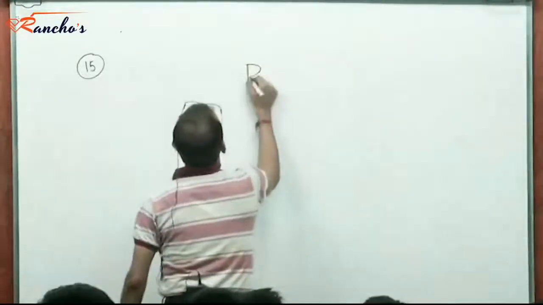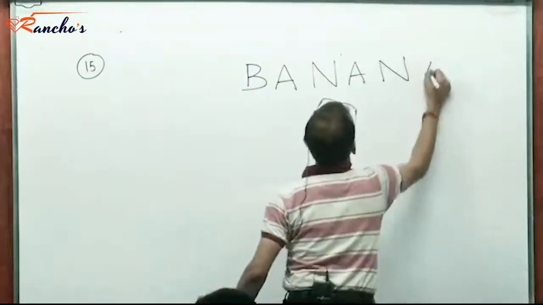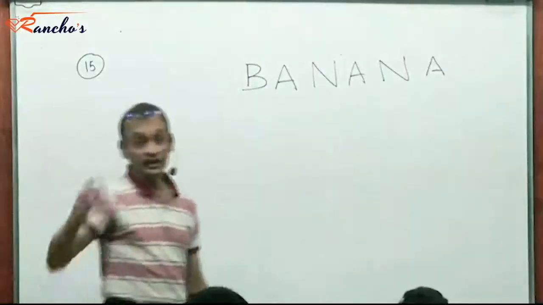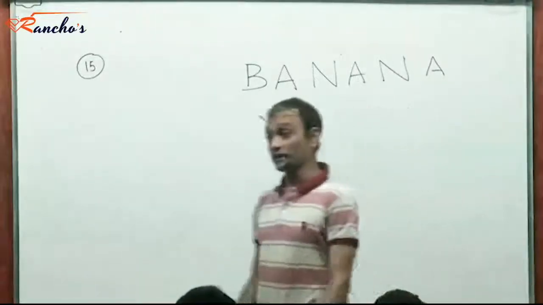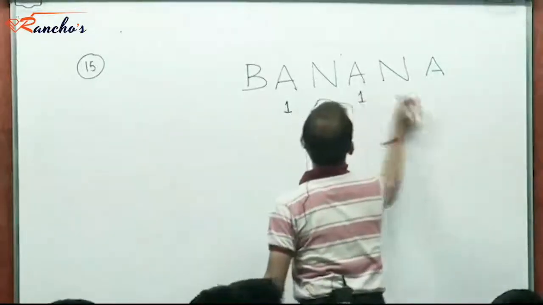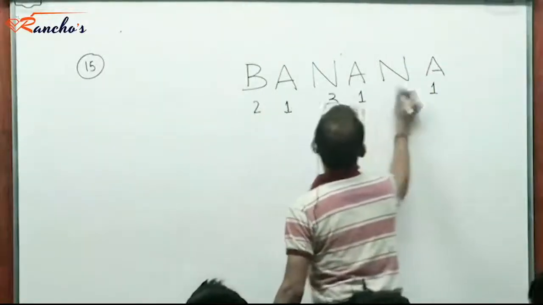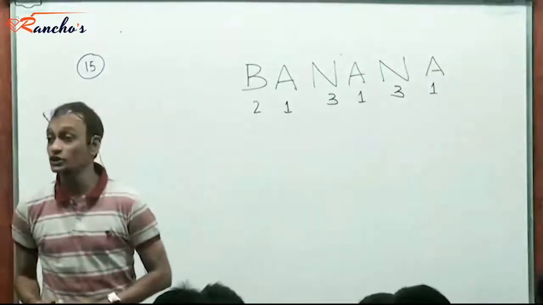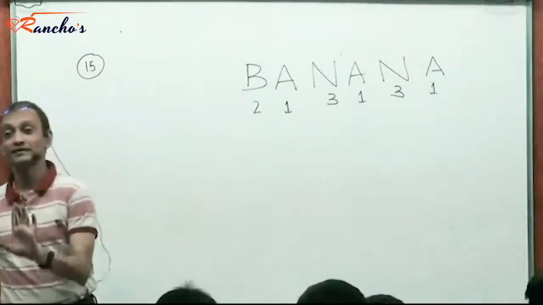Say, BANANA. There is repetition here. A is appearing, N and A are appearing. So, let me rank A 1, B 2, N 3. So now again I am arranging like I do in a dictionary, and I want to find the rank of BANANA in that dictionary. Okay, the shortcut.